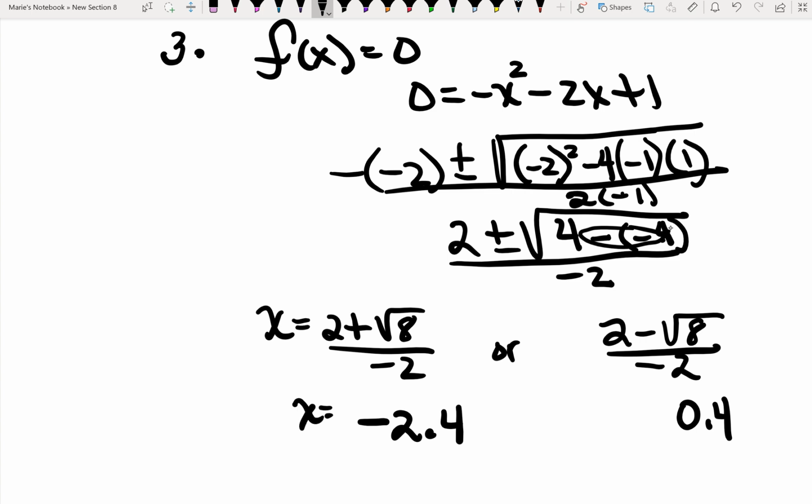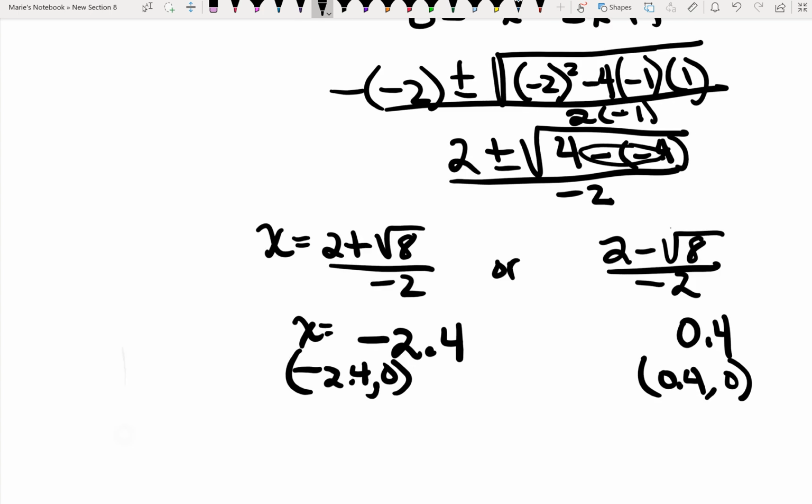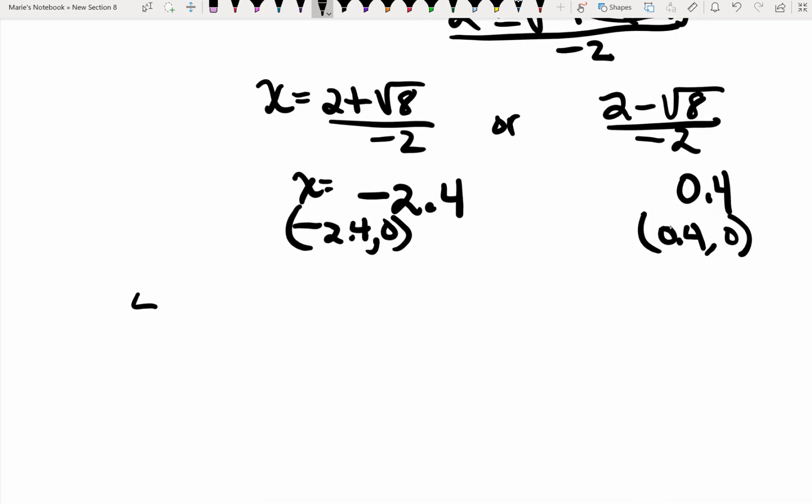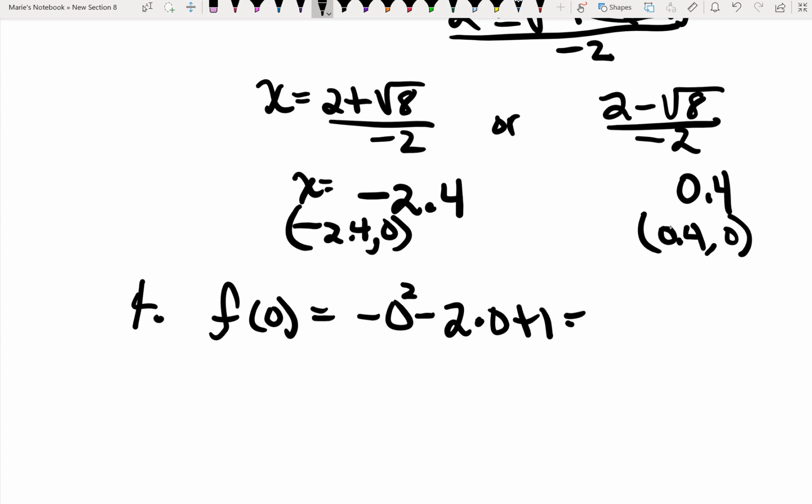So that means that we have an x-intercept at negative 2.4 comma 0, and we have another x-intercept at 0.4 comma 0. Okay. In step 4, again, this is the same step, nothing's changed. Now we want f of 0, which is equal to negative 0 squared minus 2 times 0 plus 1 equals 1. And so our y-intercept is 0 comma 1. And now we graph.